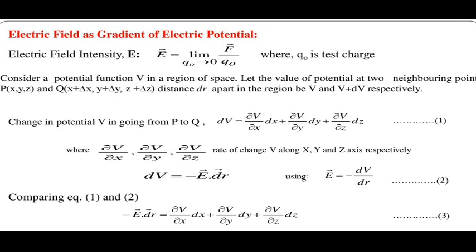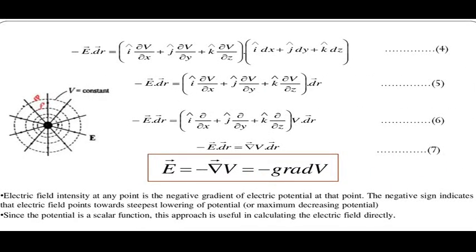We also know that electric field is written as minus dV by dr. So from here we can write dV as minus E dot dr, which is equation number 2. Now I substitute the value of dV from equation number 2 to equation number 1 and we get equation number 3. Now this equation number 3 can be expanded as, here you can see on the right hand side I have written two terms, the dot product of two terms. The second term is dx i cap plus dy j cap plus dz k cap. This is nothing but the displacement dr.